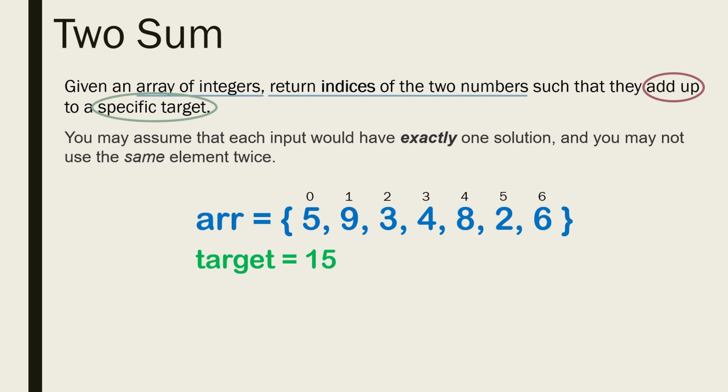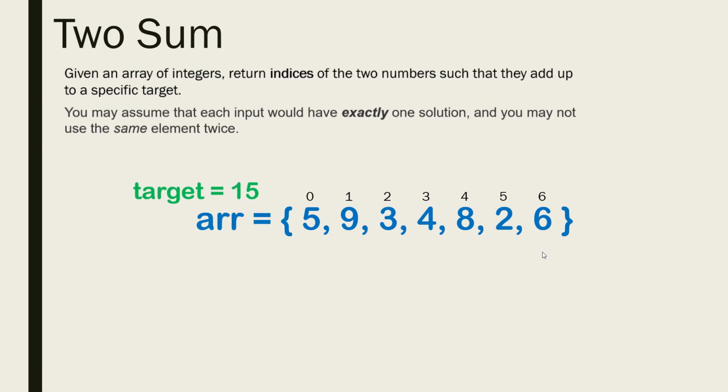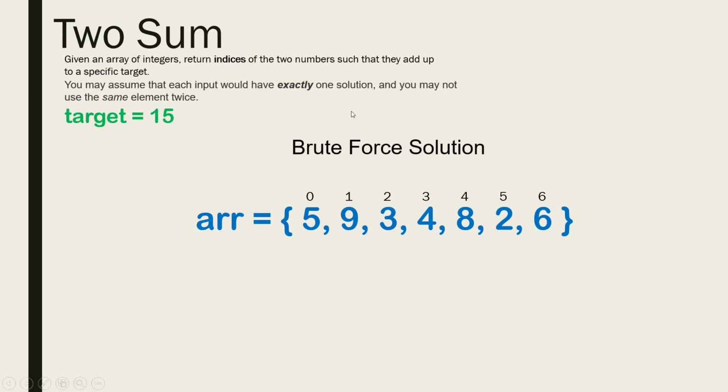Now, if we look at this array closely, it would be easy for us to identify the two numbers that would add up to our target 15, which are 9 and 6. So these are these two values. But how are we going to do that? We can actually apply a brute force solution.